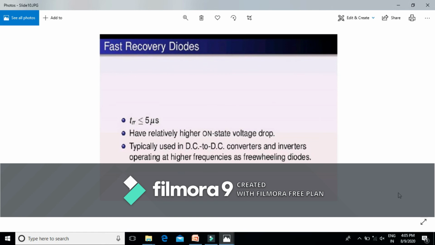Fast recovery diodes. These diodes have low reverse recovery time of approximately less than or equal to 5 microseconds. These have relatively higher on-state voltage drop. These are typically used in DC to DC converters and inverters operating at higher frequencies as freewheeling diodes.